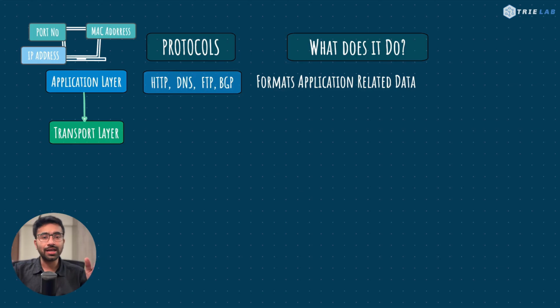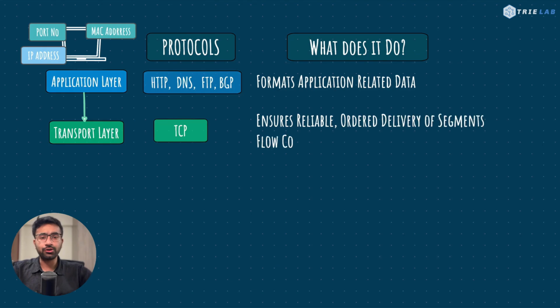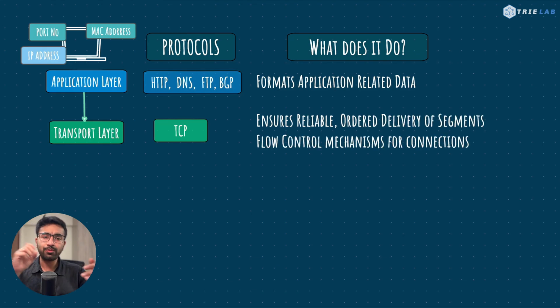Now the transport layer has two major protocols. We'll discuss TCP, or transmission control protocol, first. This protocol creates a persistent connection with the server using a TCP handshake, which we'll look into shortly in this video as well. And TCP ensures reliable and ordered delivery of the segments. TCP also has flow control mechanisms, and we'll see a TCP handshake in operation in this video as well.